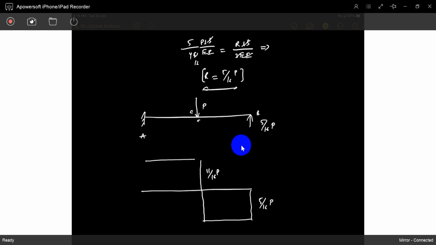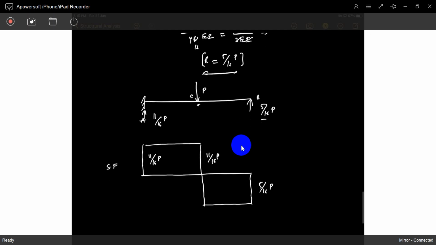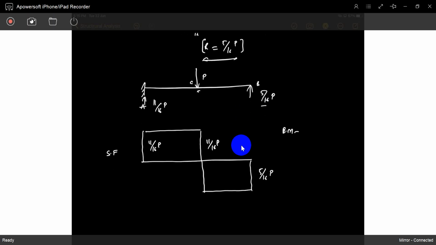There is no change at all up to this point. Otherwise, it is 5 by 16 P, and it will come as 11 by 16 P. That's it; the total is P. This is the shear force diagram. For the bending moment diagram, you just write a bending moment equation for each section. For the first section, it is 5 by 16 P multiplied by x up to this point. Later it is 5 by 16 Px minus P into something; if it is x, the total is L.